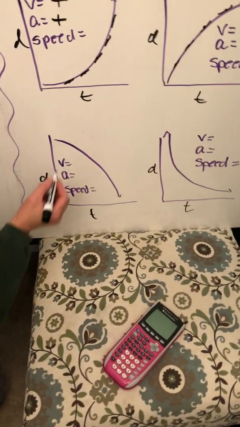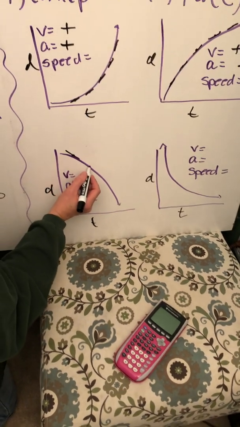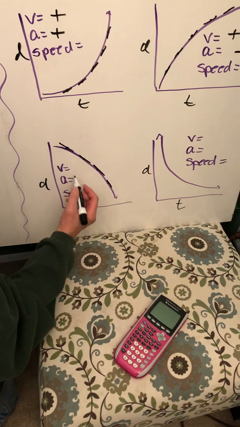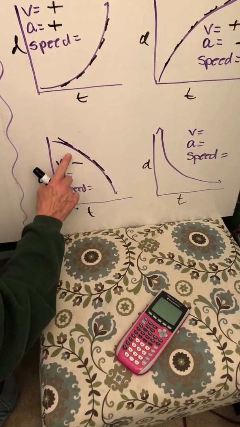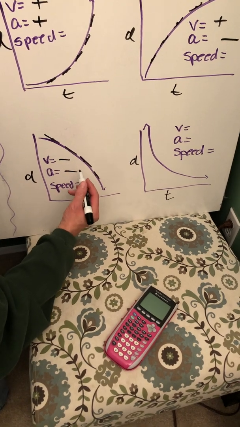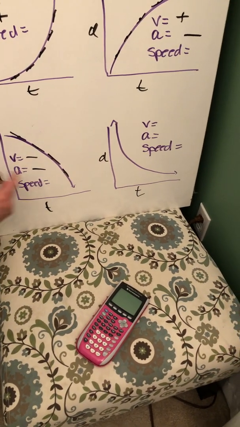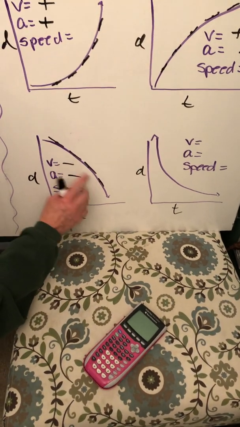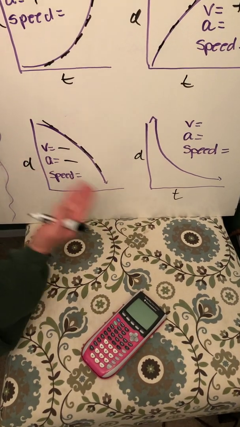Let's come on down to this graph. Velocity, take a look here. These slopes are definitely negative. And notice as you go to the right, they are becoming more negative. So we are going to put a negative on the acceleration too, because that's how these slopes are changing. The velocity is becoming more negative.